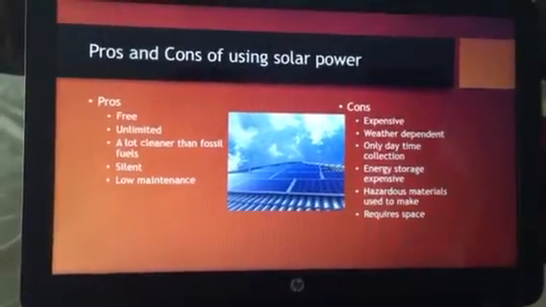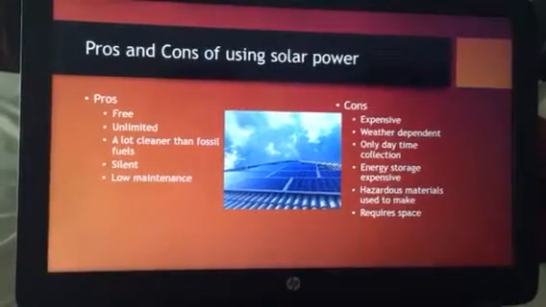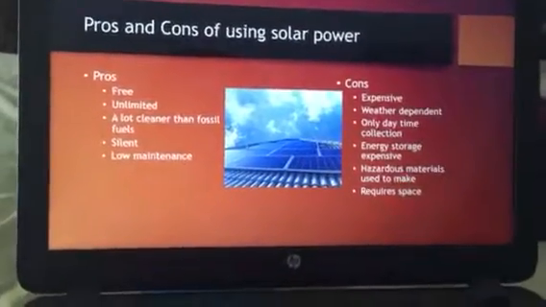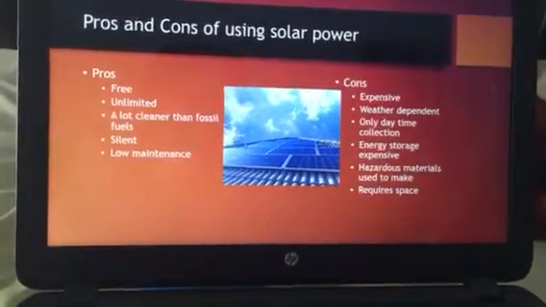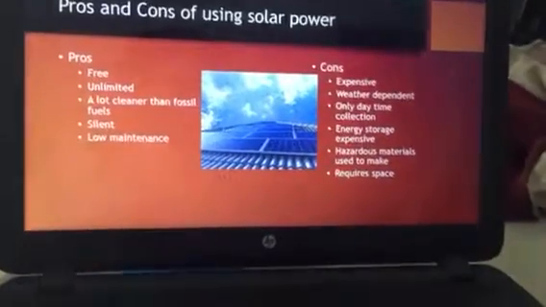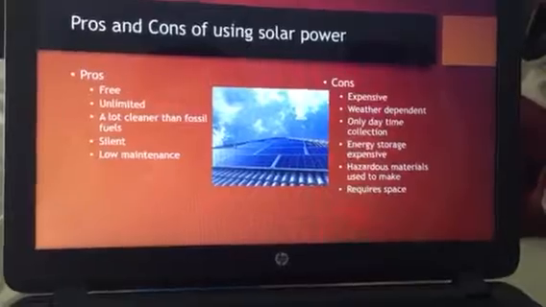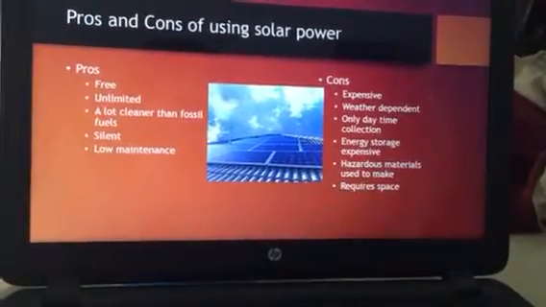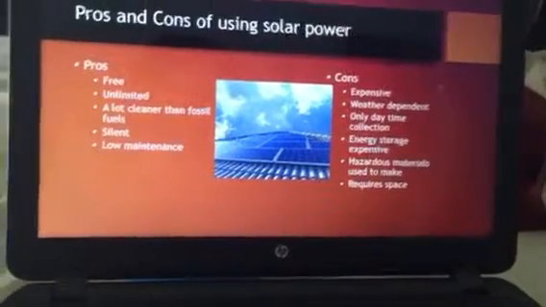There are many pros and cons of using solar power. Some of the pros would be, of course, that it's free. Since nobody owns the sun, we can freely collect as much energy as we please, and it is unlimited. For billions of years, there will always be solar power to use. And solar powered panels are silent and are completely safe to use. Also, the maintenance required is very little.